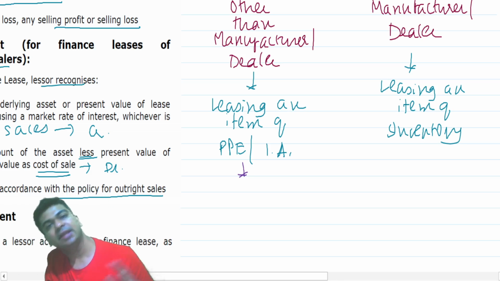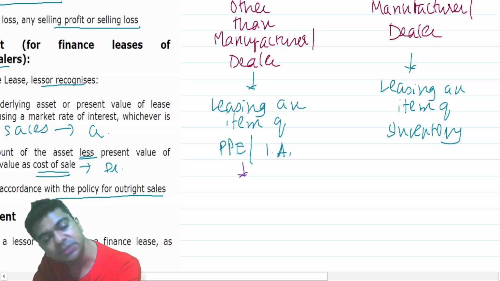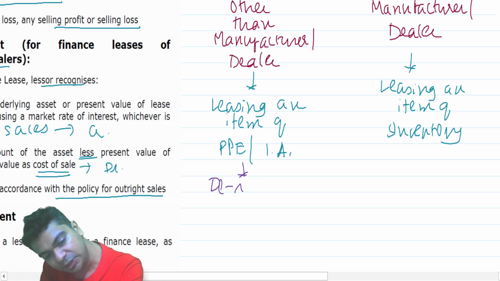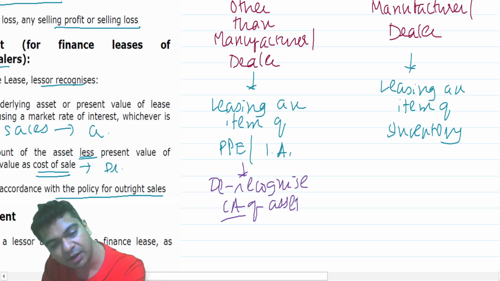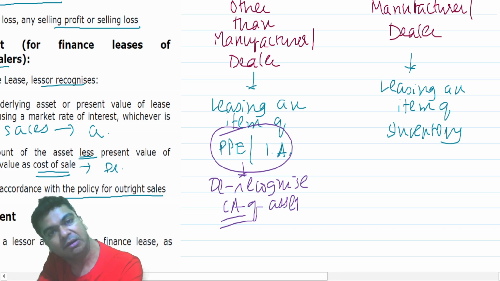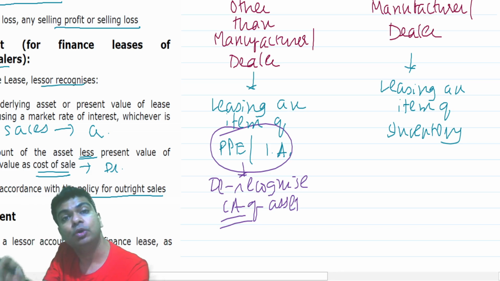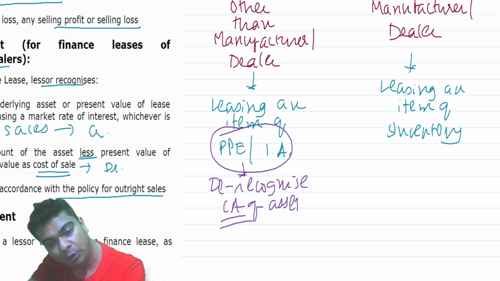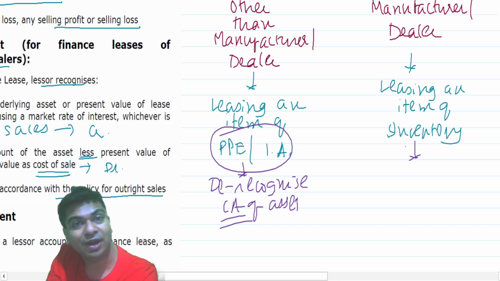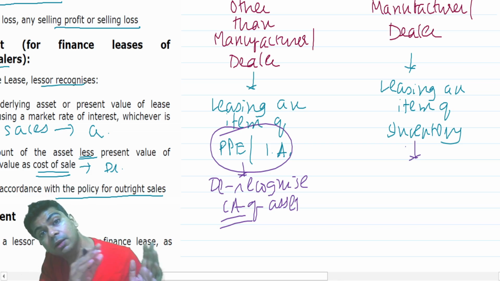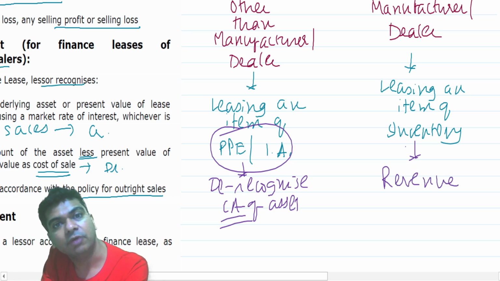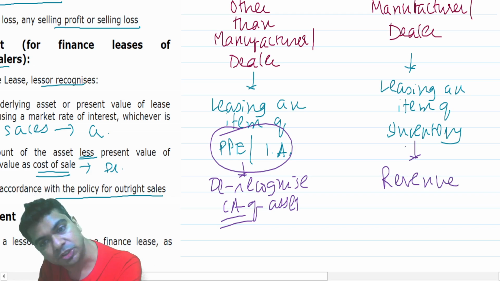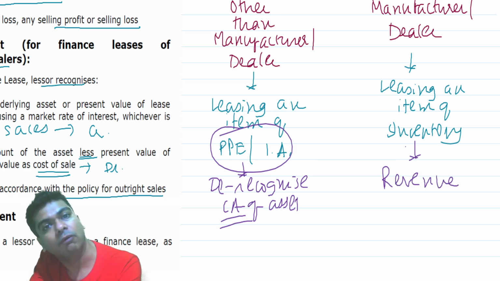That is the reason they are saying that you de-recognize the carrying amount of the asset. Why carrying amount? Because for you it is a PPE, for you it's an intangible asset. So you should de-recognize the asset, remove the asset from your books, but at carrying amount. Here they are saying it's an item of inventory. If it's an item of inventory, you are removing an item of inventory. So you should now recognize revenue, because this is a sale transaction.